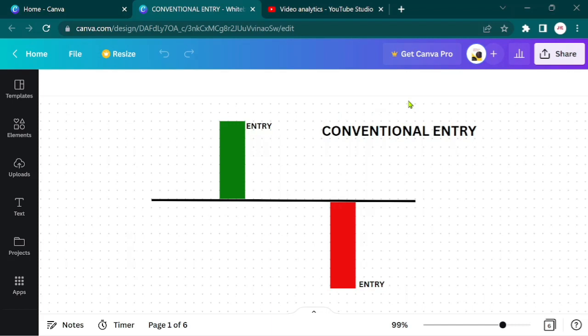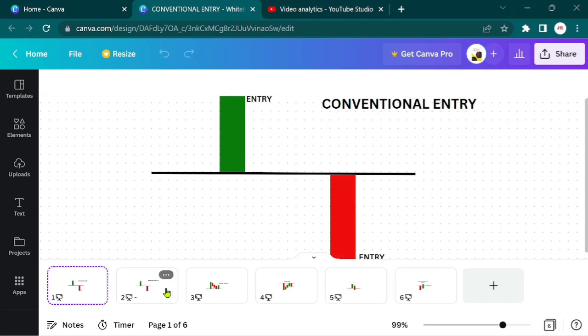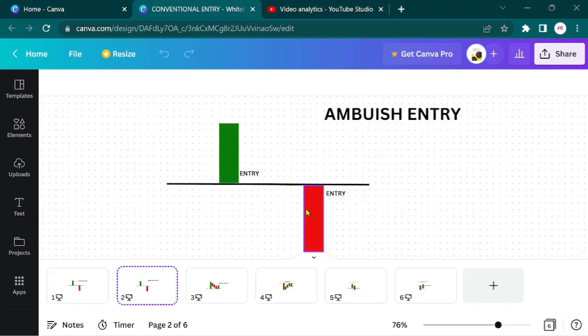What is the minus point? The negative is that the stop loss will be very huge. As the stop loss is very huge, sometimes the risk reward will not be in favor of us, so we have to avoid the entry. Okay. Next, in ambush entry, what is the case? What are the plus point and minus point?